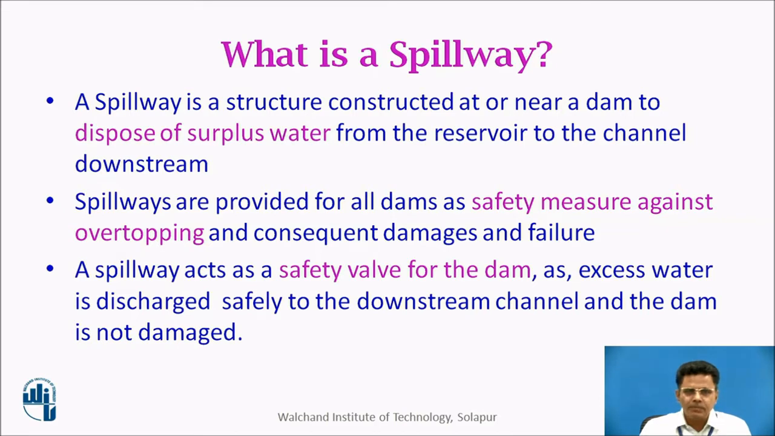What is a dam spillway? A spillway is a structure constructed at or near a dam to dispose of surplus water from the reservoir to the channel downstream. Spillways are provided for all dams as a safety measure against overtopping and consequent damage and failure. A spillway acts as a safety wall of a dam, as excess water is discharged safely to the downstream channel and the dam is not damaged.